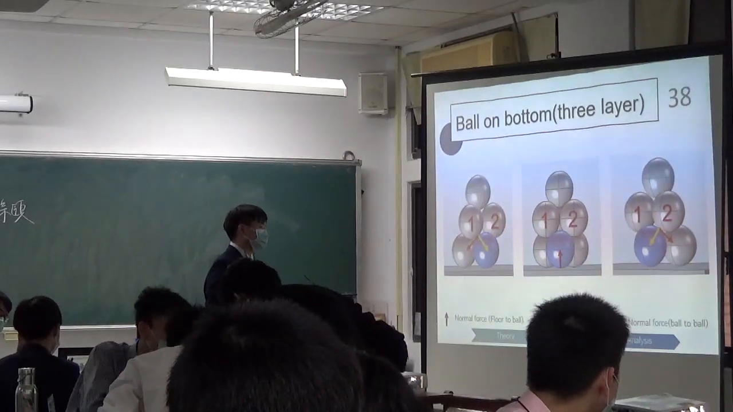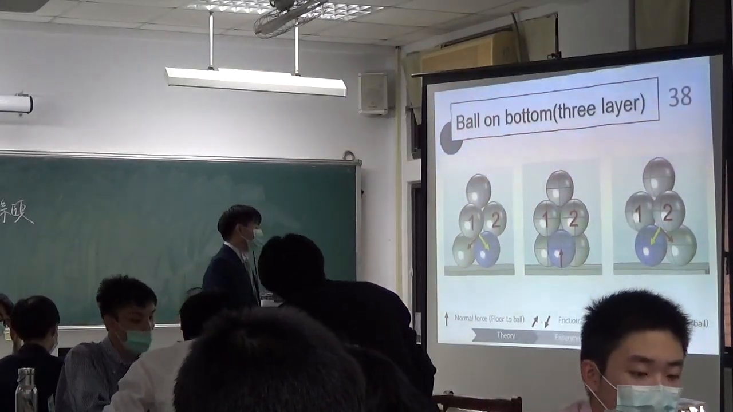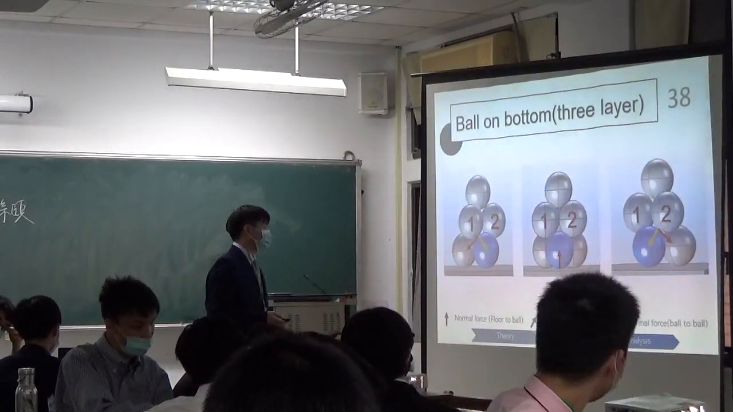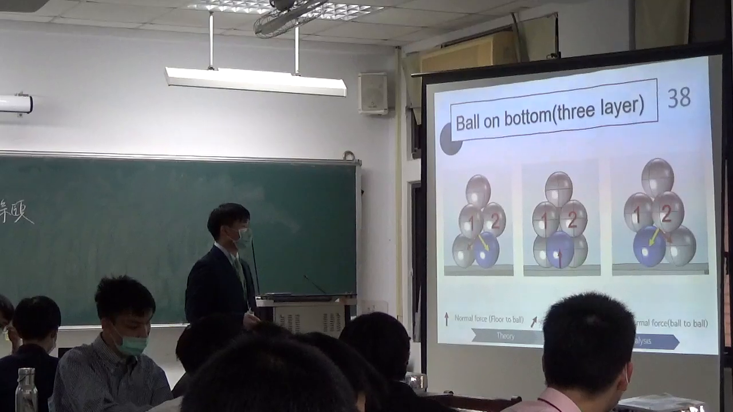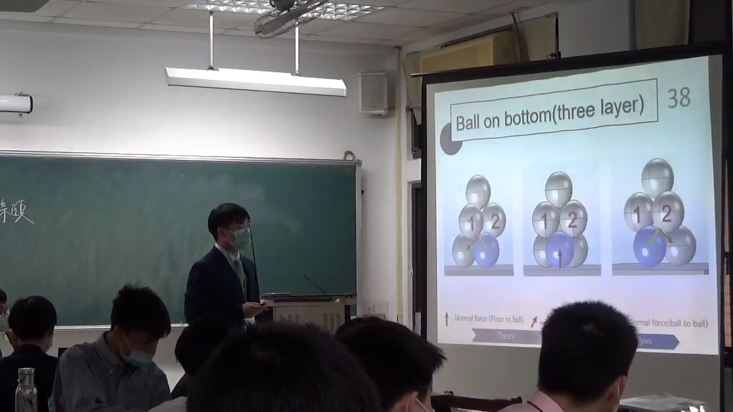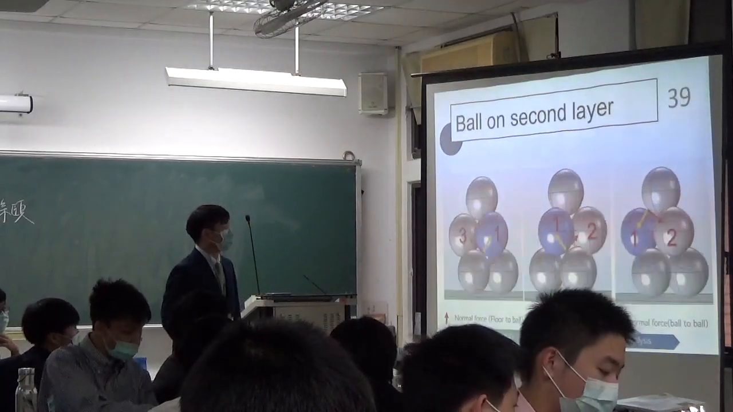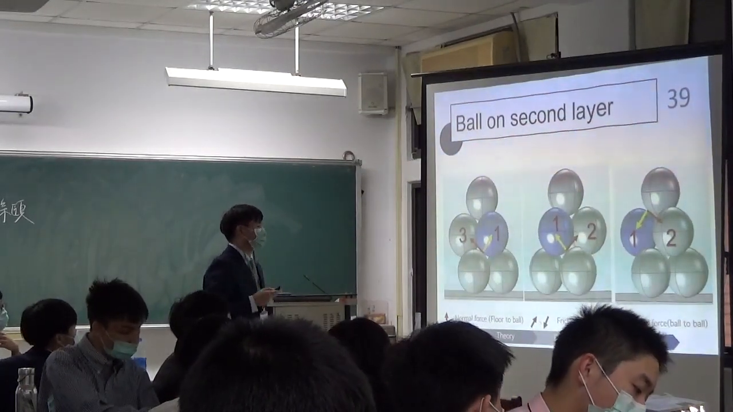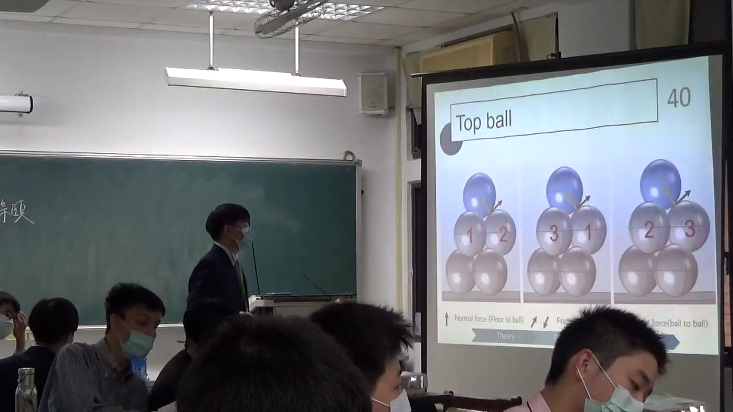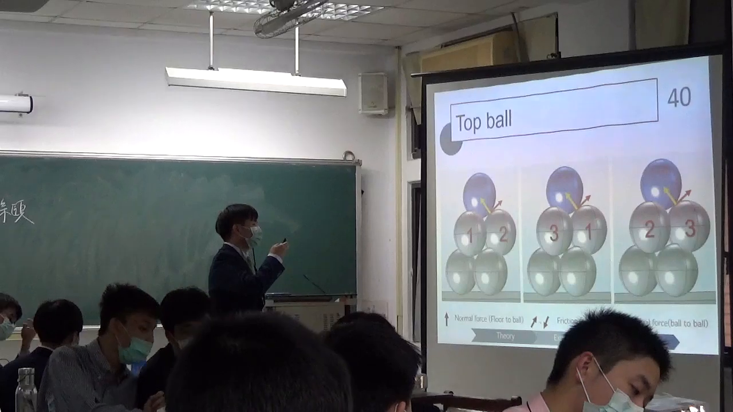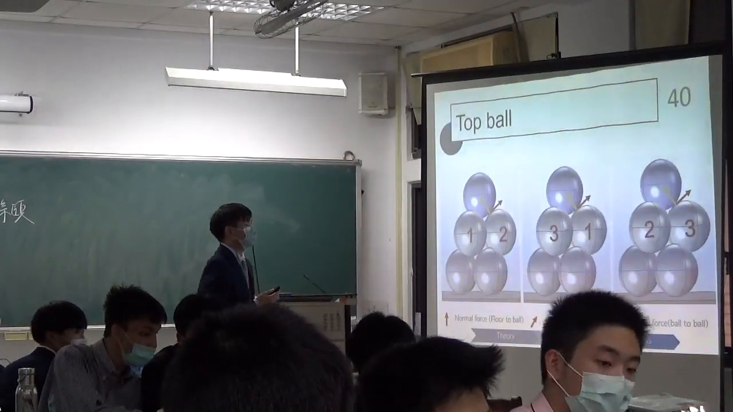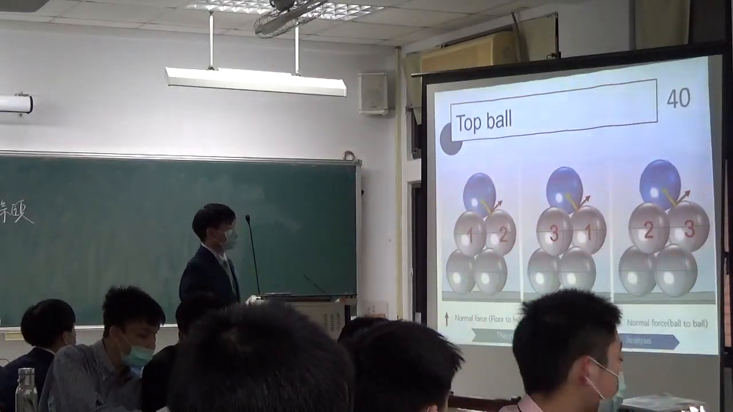This is the force picture. Also, the red direction is the normal force of the lower ball, the orange direction is the friction force, and the yellow direction is the normal force of both balls. And next part is the second layer. And the next is the top ball. Also my size is different, so I use numbers to display my size.